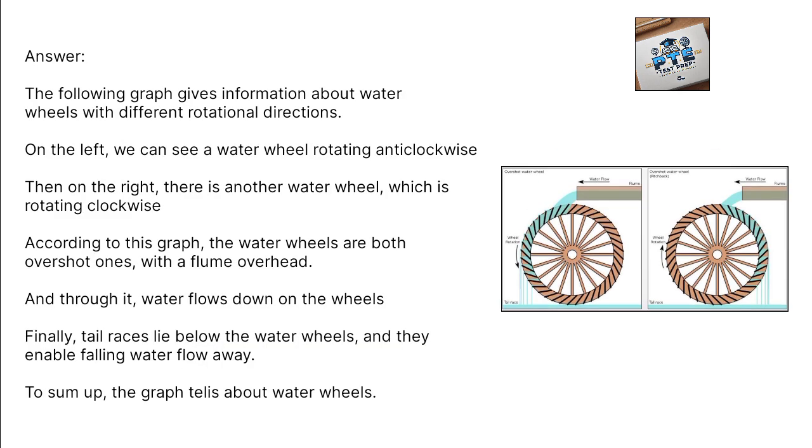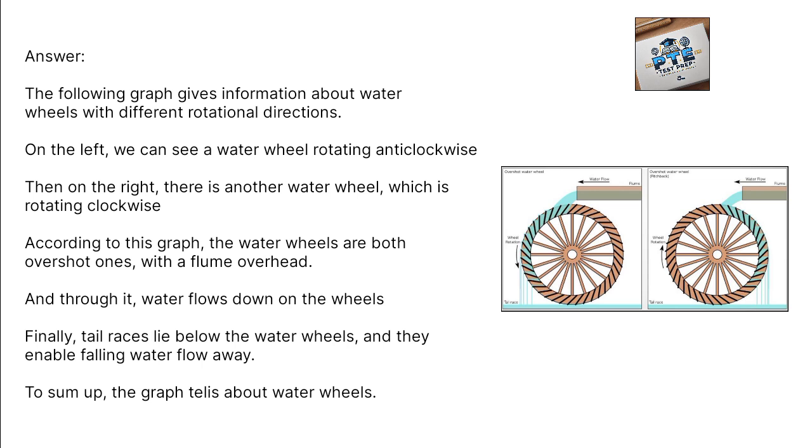The following graph gives information about water wheels with different rotational directions. On the left, we can see a water wheel rotating anti-clockwise. Then on the right, there is another water wheel which is rotating clockwise.